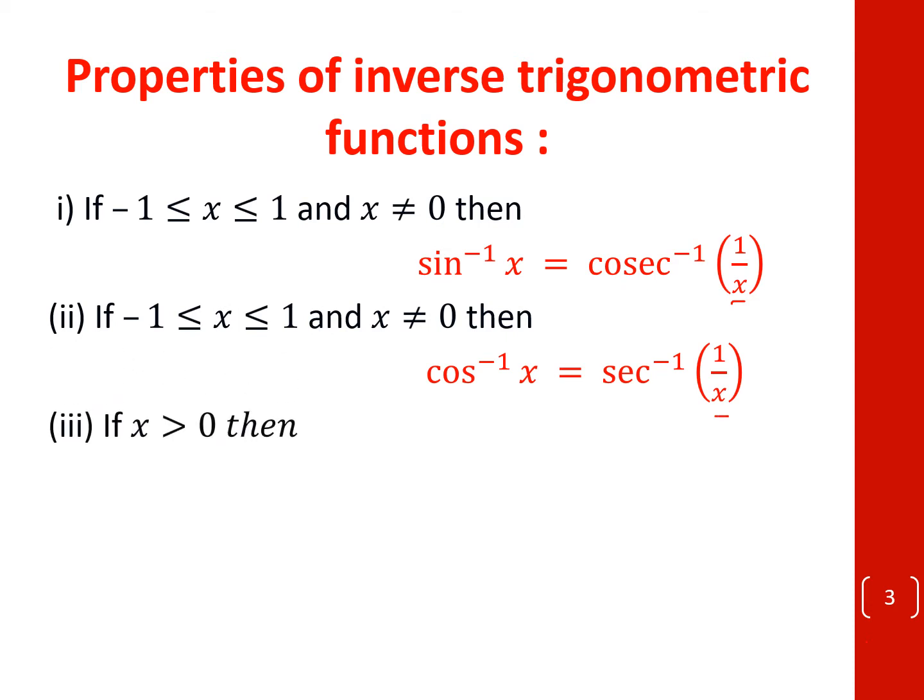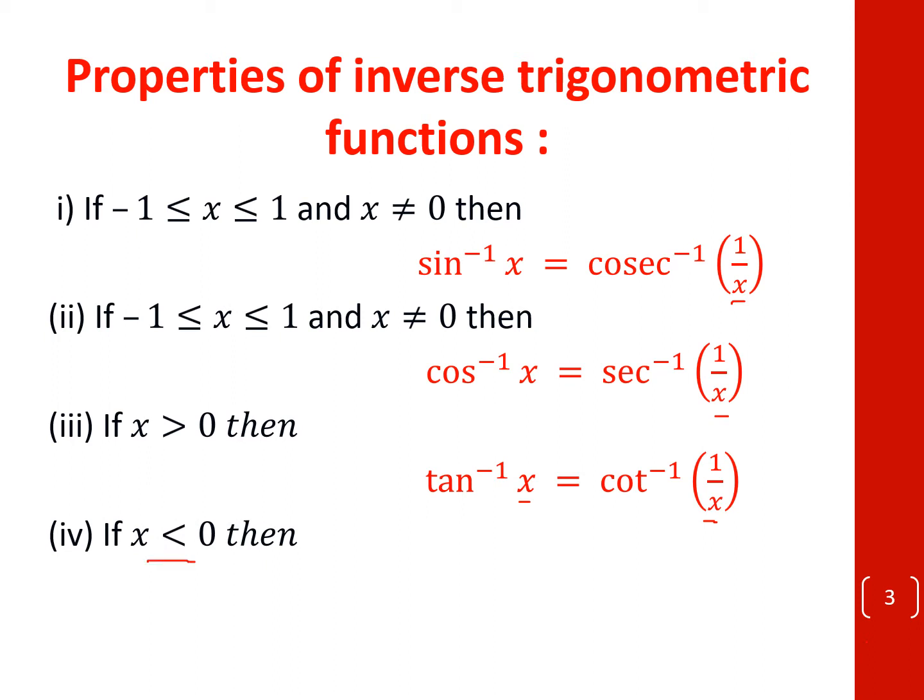Third property, if x > 0, then tan⁻¹x = cot⁻¹(1/x). And fourth property, if x < 0, then tan⁻¹x = -π + cot⁻¹(1/x).